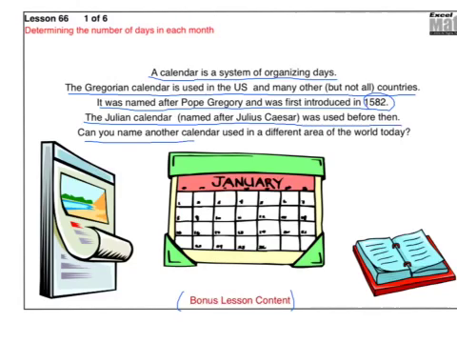Can you name another calendar used in a different area of the world today? Do you know of any other calendars that are used besides the calendar that we use that has January, February, and so on? And this is the year 2000 whatever, whenever you happen to be watching this, but that's not used in every other country. So let's take a look at some samples of calendars that are used in other parts of the world.